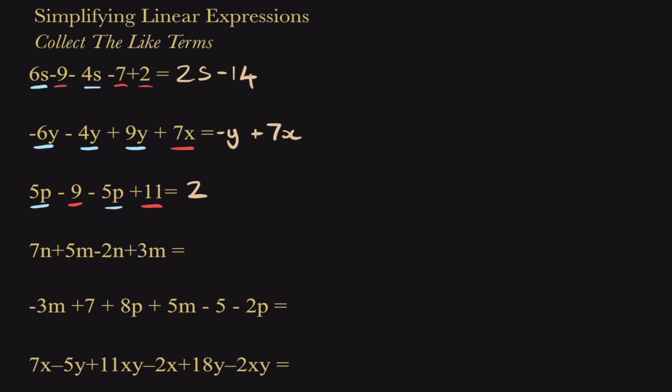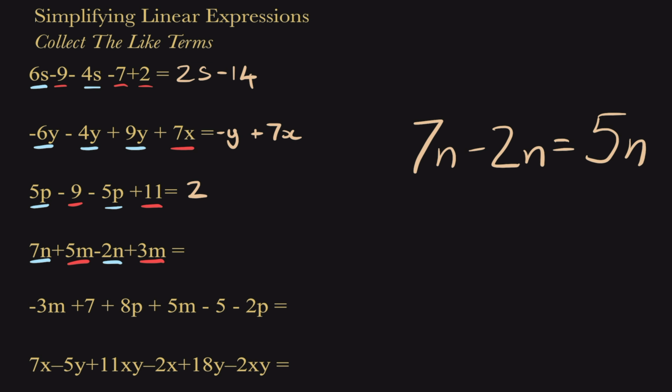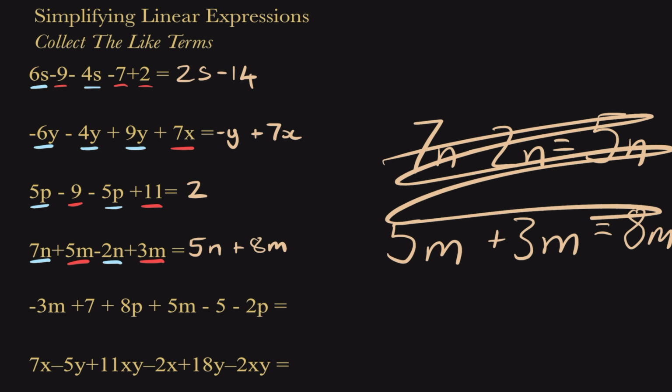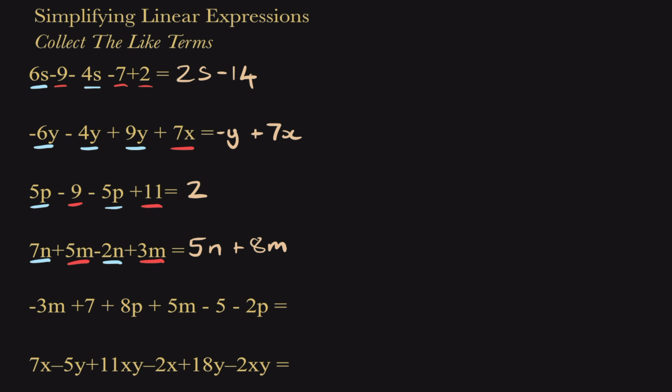All right, looking at our next term, we've got 7n. And we've also got a minus 2n. And we've got a plus 5m and a plus 3m. Let's combine our like terms, 7n minus 2n, which gives us 5n. Then we'll combine our plus 5m plus 3m. When put together, will give us 8m. So our final simplification is 5n plus 8m, and we can't simplify any further than that.